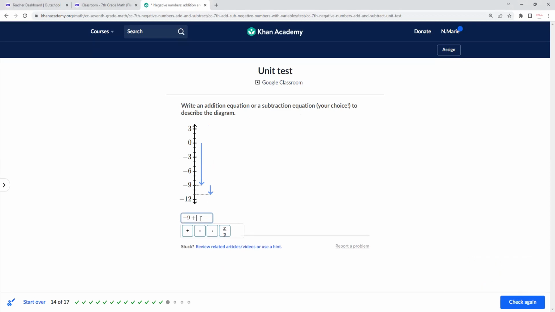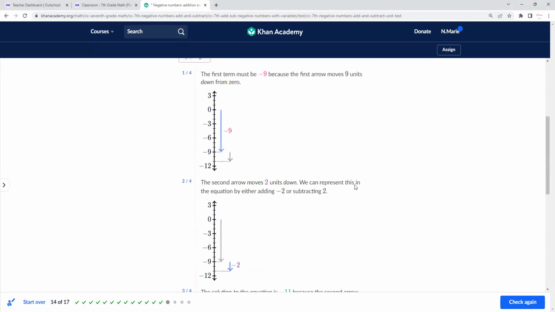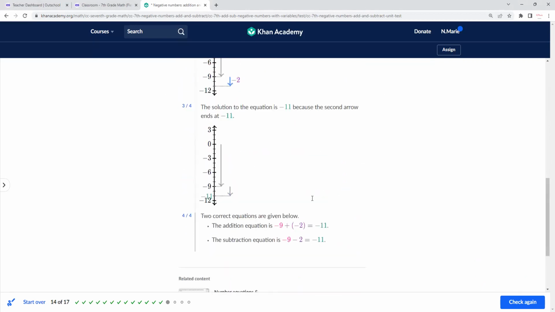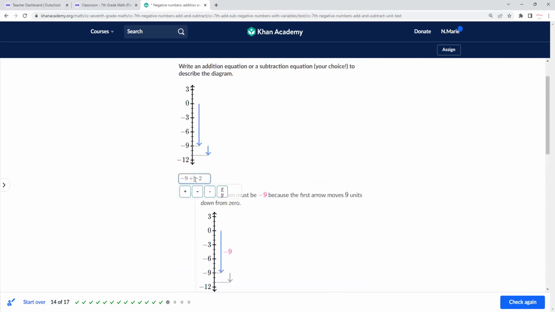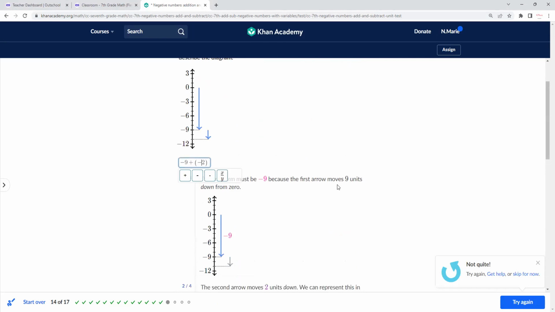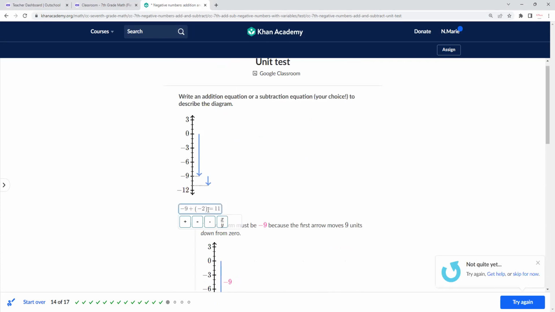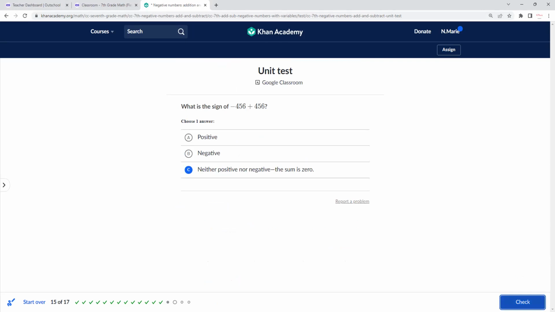-9 minus 2 plus -2. Let's look at this one. -9 minus 2. Isn't that what I put? Wait, what's going on? I put -9 plus -2. I guess they wanted me to put it in parentheses. Sometimes Khan Academy can be picky. Oh, I had to put what it equals. That's why. -11. So sorry about that. Little mistake. If I added these together, I would get 0.